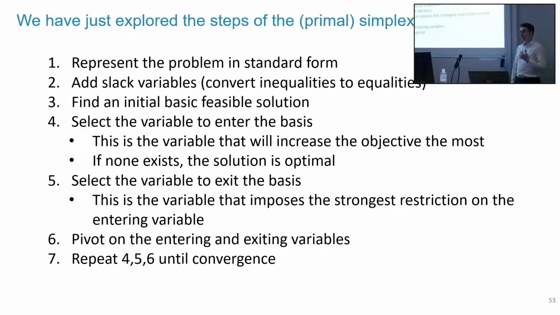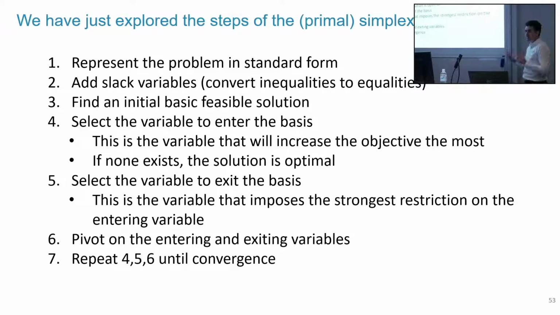That is the variable that imposes the tightest restriction on increasing the variable that you want to put in the basis. So which constraint do you run into first as you start using the variable that you've picked to enter the basis? If you don't pick that one and you pick another one, that one has to become negative when you pivot, which violates the rules. So you have to pick the min of the bounds that are implied by that variable.